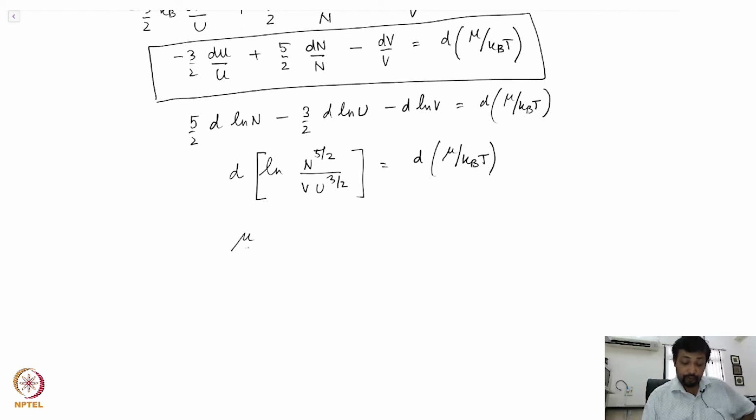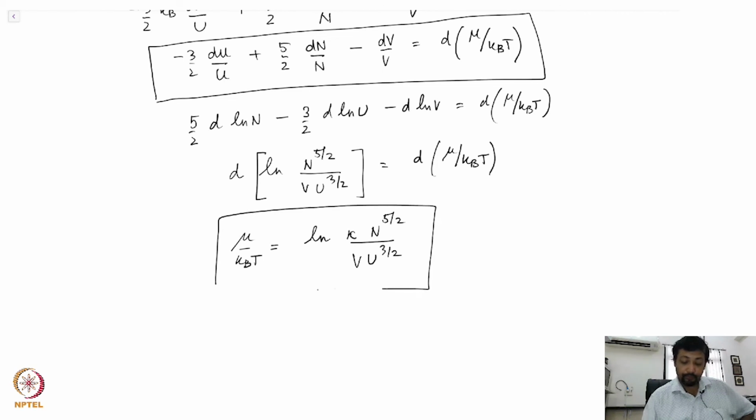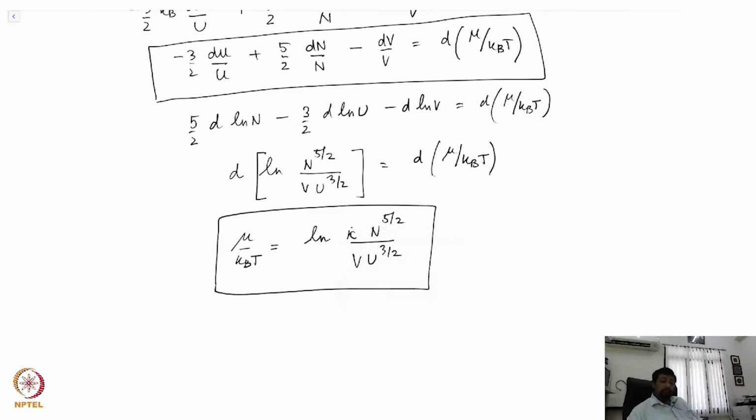So it follows mu over kB T is equal to ln kappa n to the power 5/2 over v u to the power 3/2. Right? Now you see this quantity kappa is an arbitrary constant, and thermodynamics cannot give you any idea about this kappa. You have to go to statistical mechanics to determine what is going to be your kappa, right?